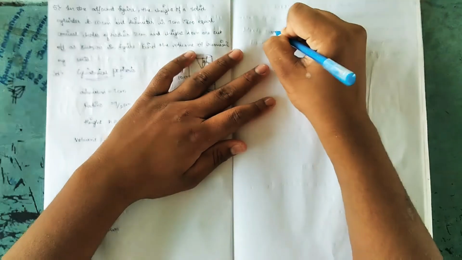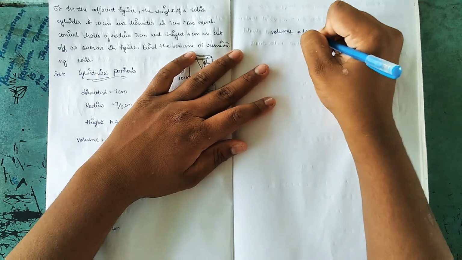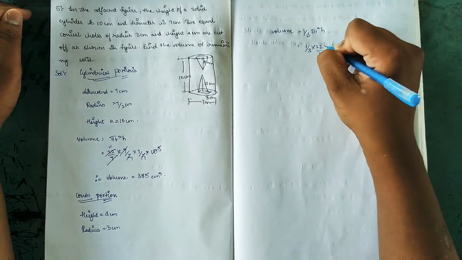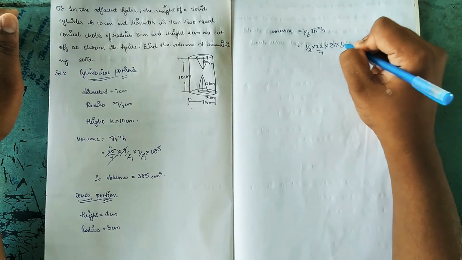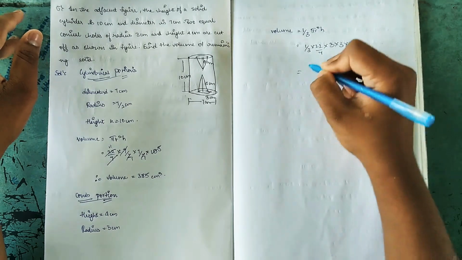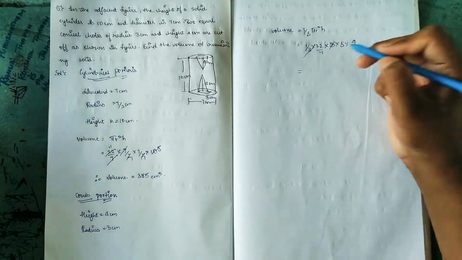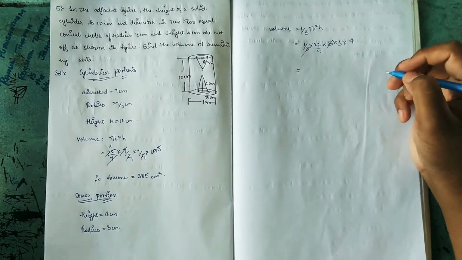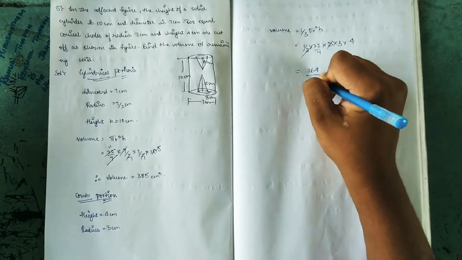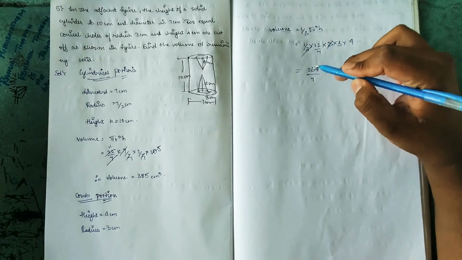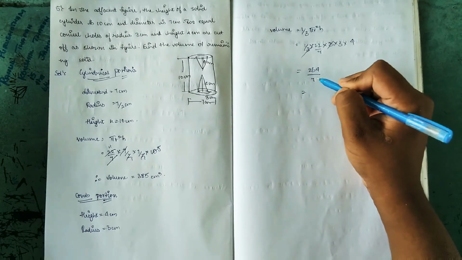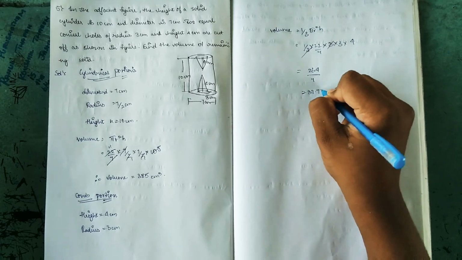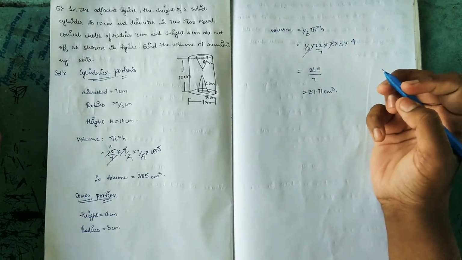So the volume is equal to 1 by 3 pi r square h, which is 1 by 3 into 22 by 7 into radius 3 into 3 into height 4 centimeters. So here 3 gets cancelled. When we multiply, we get the answer 264 by 7. 22 into 3 into 4 is 264 by 7. So when we divide 264 by 7, we will get 37.71 centimeter cube.